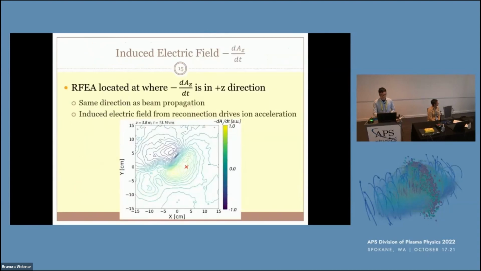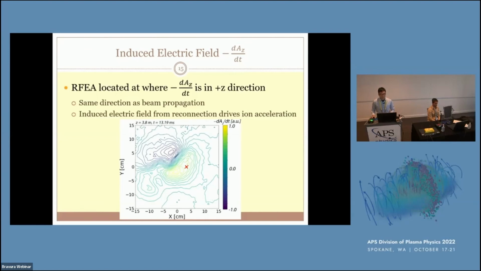Okay. So why is this important? We look at the magnetic vector potential, and then we look at minus dAz/dt, which is the induced electric field. If we plot the induced electric field as a function in the plane, and then note the position of the ion energy analyzer, we see that the ion energy analyzer is located at a position where the induced electric field is positive.